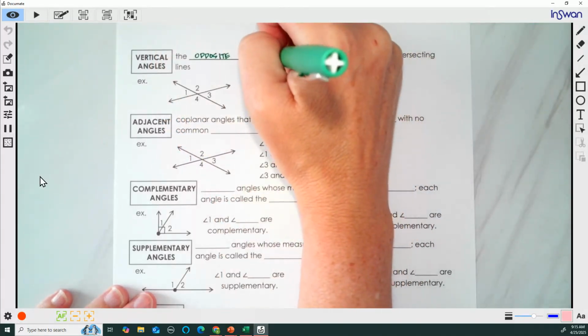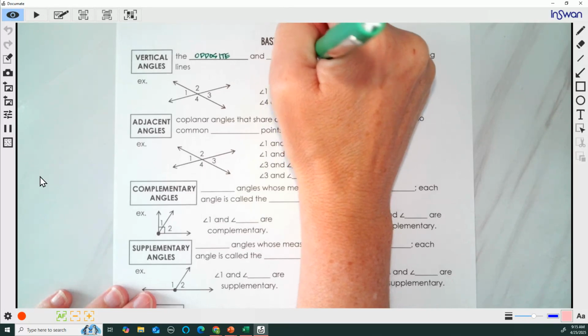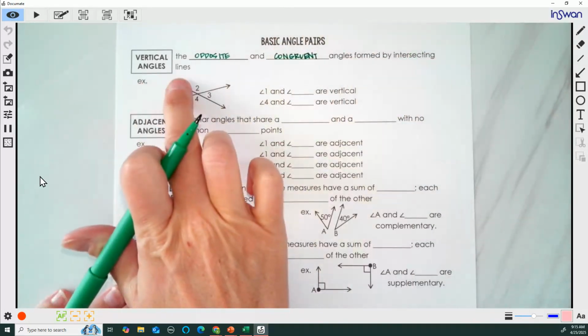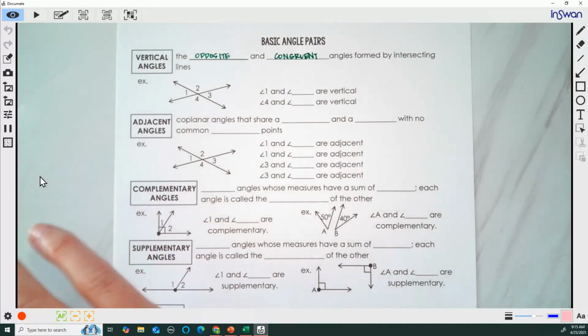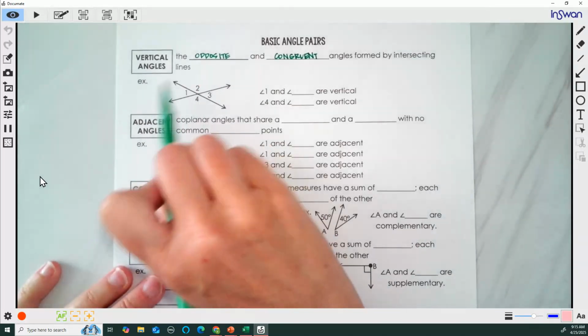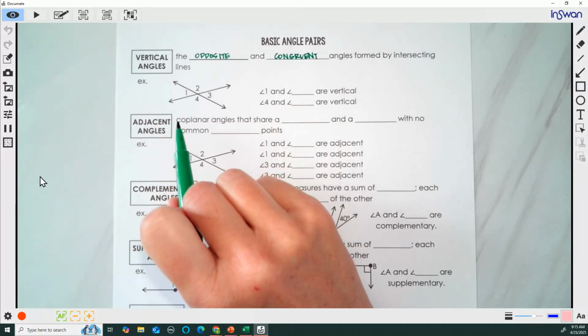Vertical angles are the opposite and congruent angles formed by intersecting lines. So we've got two lines or line segments or rays or any parts of lines that intersect. They form 4 angles. The opposite angles are called vertical angles. When they are formed by intersecting lines, like this example, the opposite angles are congruent to each other.